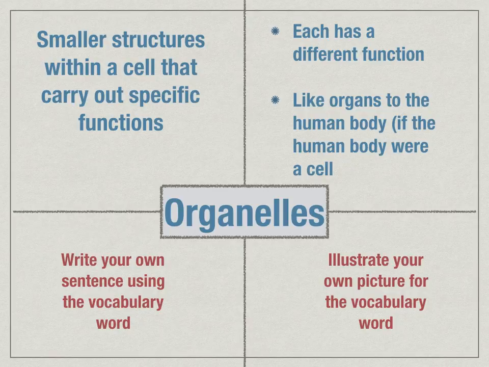If you want to think of them, you can think of them like human organs within our body if the human body was one cell, like your heart, your lungs, your stomach. Those all have different functions, different jobs to do within your body, but they all work together to make your body work. So each has a different function, and they are like organs to the human body, organelles to cells, like organs to the human body. Go ahead and pause if you need to.